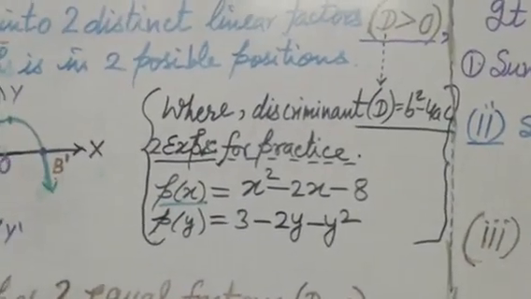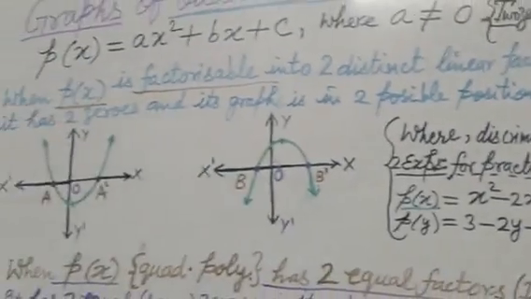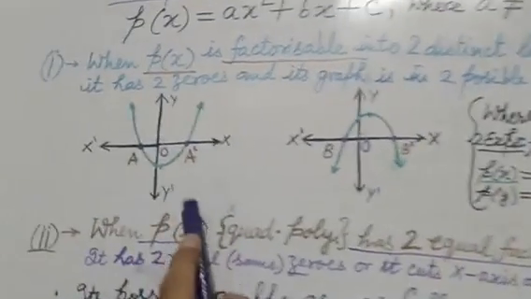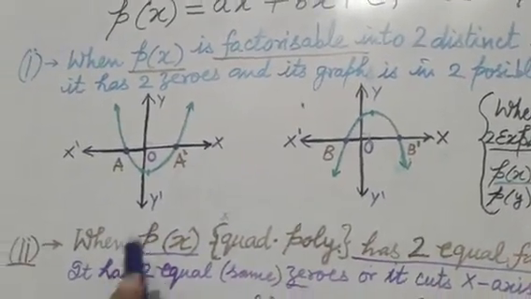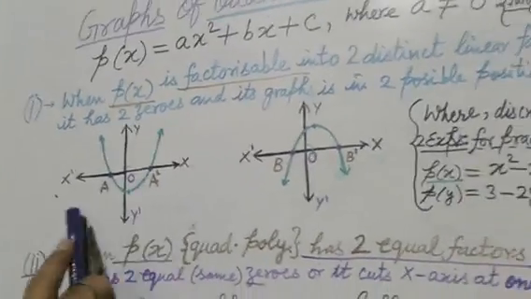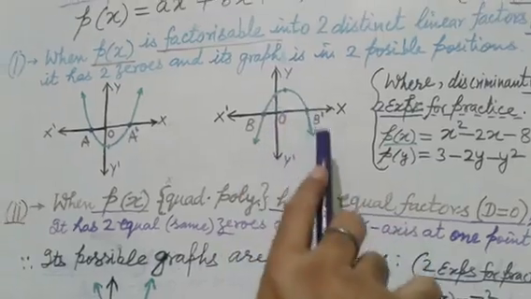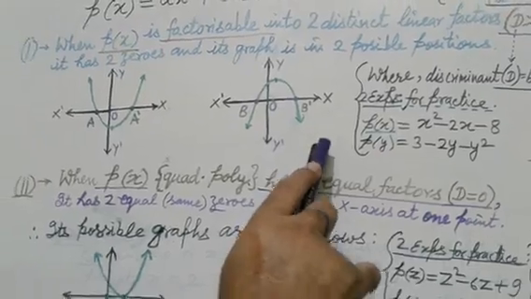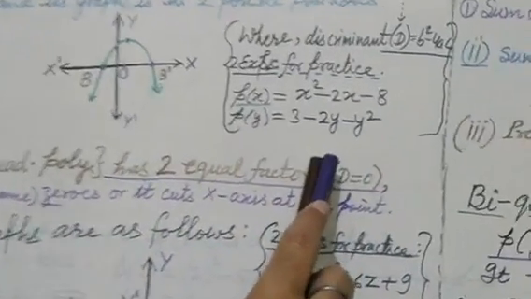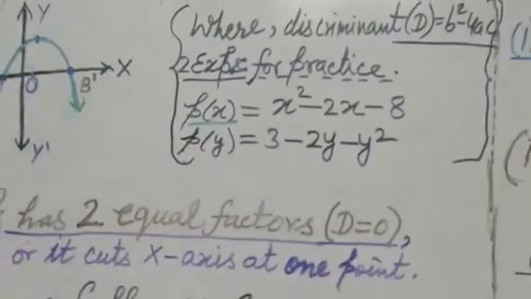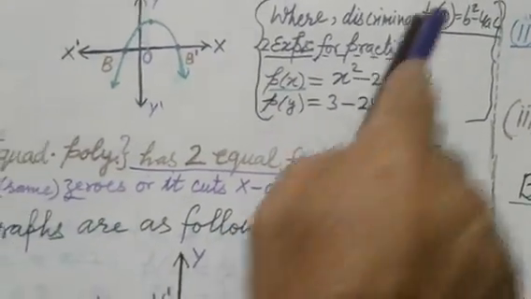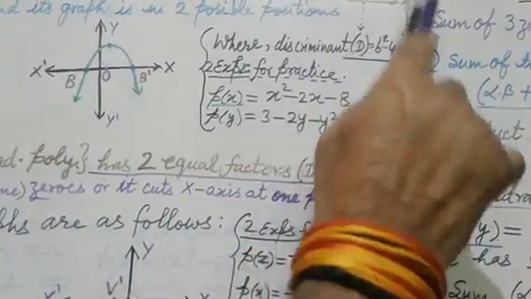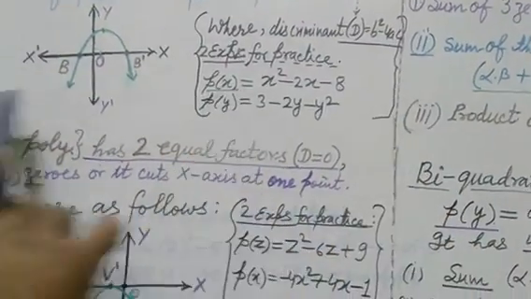In this case, it has two zeros and its graph has two possible positions, number 1 and number 2. Here we can see clearly it cuts the x-axis at two points, A and A dash, similarly B and B dash, so it has two zeros. Got it? According to the conditions, these are two examples for your practice. We can verify this condition with the help of these two examples by finding their discriminant. The discriminant will be greater than 0, or positive. So it is verified by this.